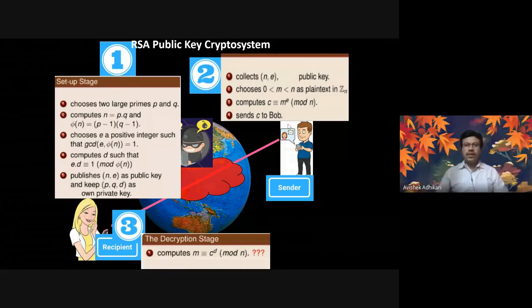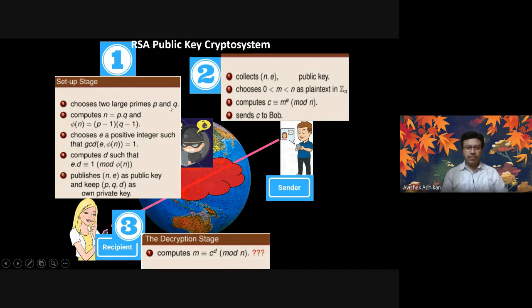In our last class, we discussed the RSA cryptosystem, and if you look at it carefully, it has basically three different steps. Here the sender is this boy and the recipient is this girl. As I mentioned earlier, to make the infrastructure, the recipient, that means the girl, should take the initiative first. That is the first step, the setup step.